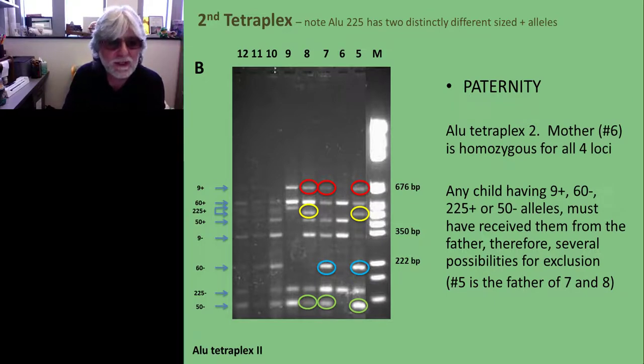Okay, so 6 is the mother, 5 is a potential father, and 7 and 8 are the children. The other represents another family. Okay, so 7 and 8, the 2 children have 9 plus, and so the father has 9 plus. Okay, so it's consistent.